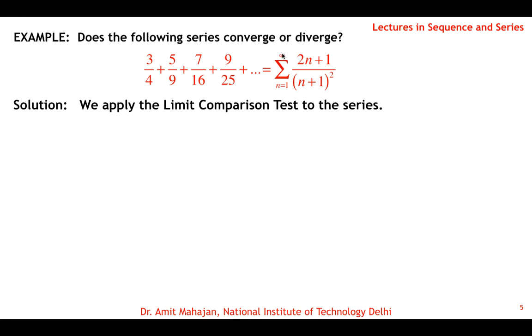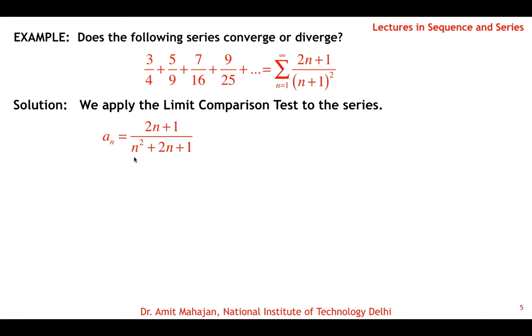Given this series, we know what an is. an is (2n plus 1) over (n squared plus 2n plus 1). To apply the limit comparison test we have to choose another series bn. So we have to define what our bn should be. How to find that bn is important.